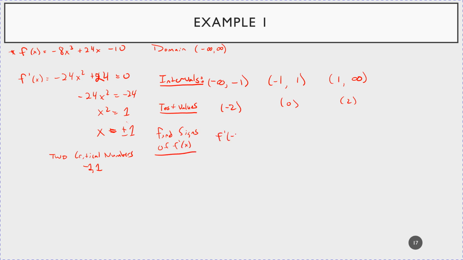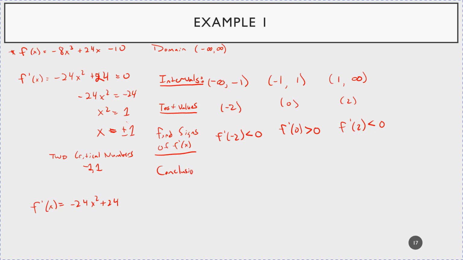All right, so f prime of -2. Just so we're clear, what is f prime? I'll rewrite it over here. f prime of x was -24x squared plus 24. Well, when you plug -2 in, you get 4. 4 times -24 is -96 plus 24. Well, that's negative. f prime of 0, when you plug 0 in here, you're just left with 24. That's positive. And then f prime of 2, when you plug 2 in, it's the same thing as -2. You get less than 0.